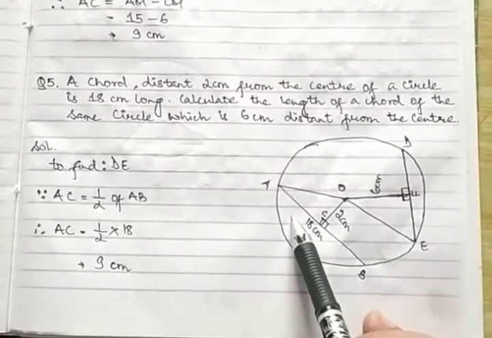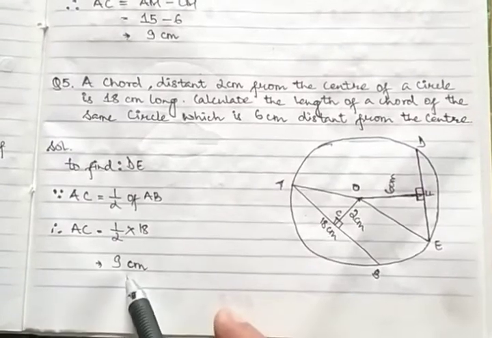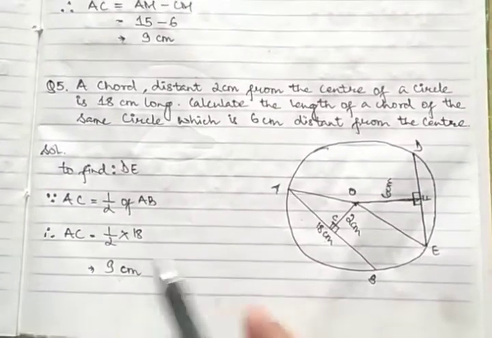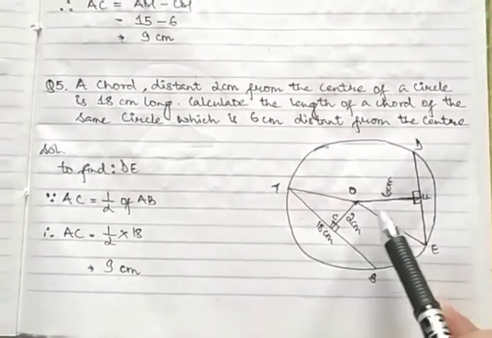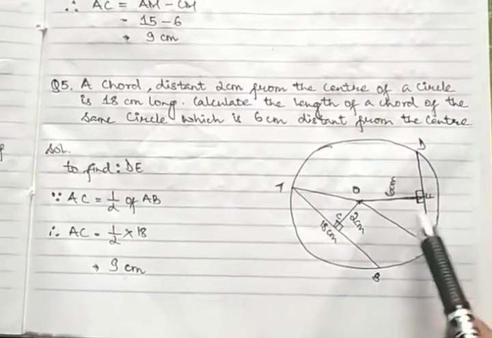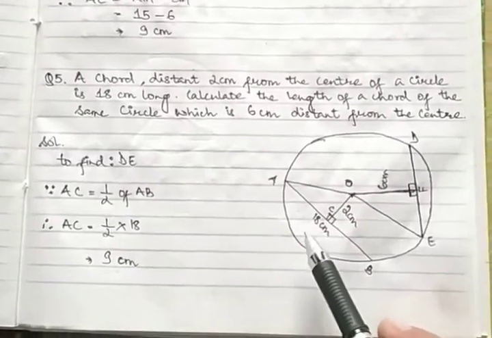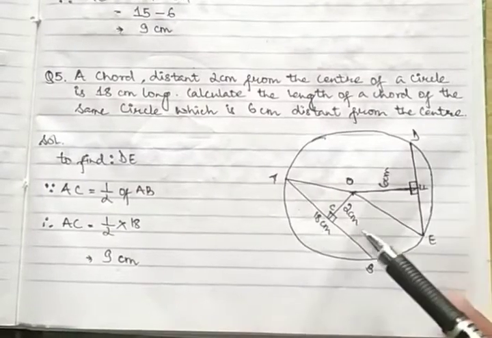AC will obviously be half. That's what I have done here, half of 18, that is 9 centimeter. See, AC already done, isn't it? Because it was perpendicular. Now see, what is the relation between these two chords? That is the most important thing, isn't it? We need to figure out the relation first, how to proceed, isn't it?